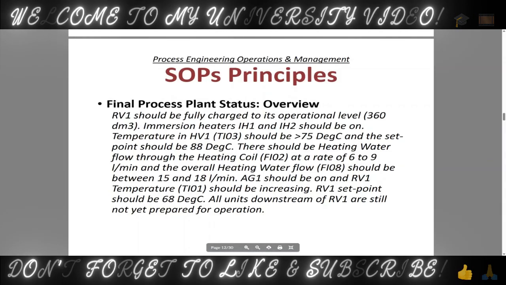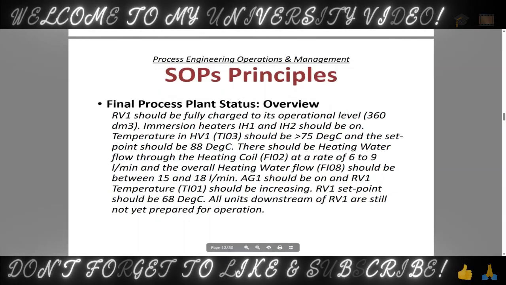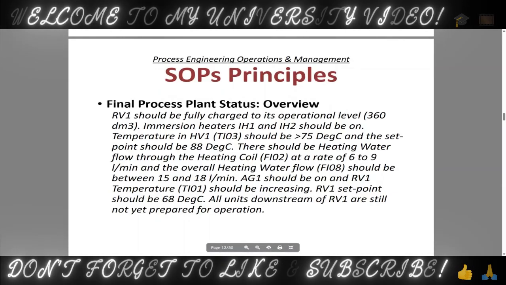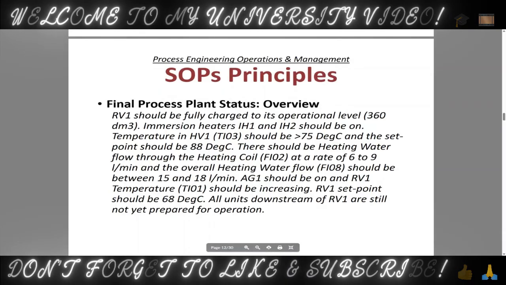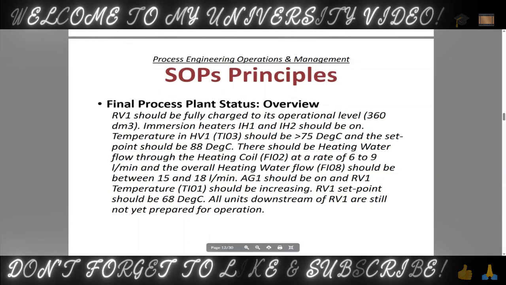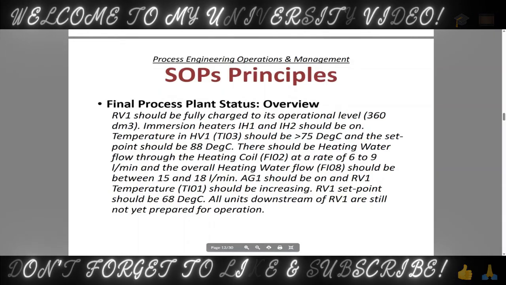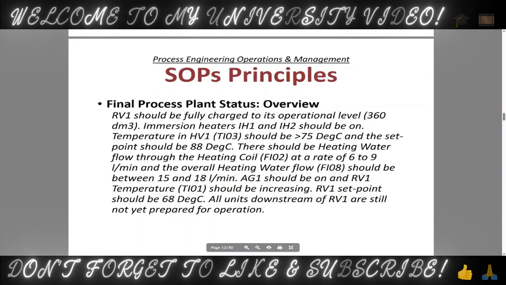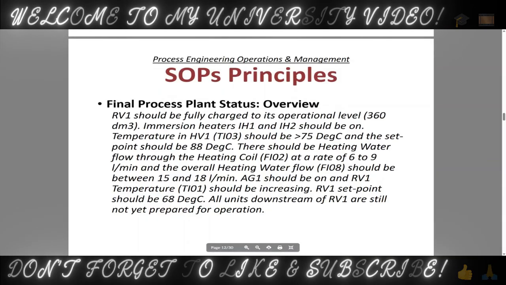Temperature in HV1 TI03 should be at least the minimum value of 75 degrees Celsius, and the set point should be 88 degrees Celsius. There should be heating water flow through the heating coil of FI02 at a rate of 6 to 9 liters per minute, and the overall heating water flow FI08 should be between 15 and 80 liters per minute. AG1 should be on, and RV1 temperature TI01 should be increasing. RV1 set point should be 68 degrees Celsius.